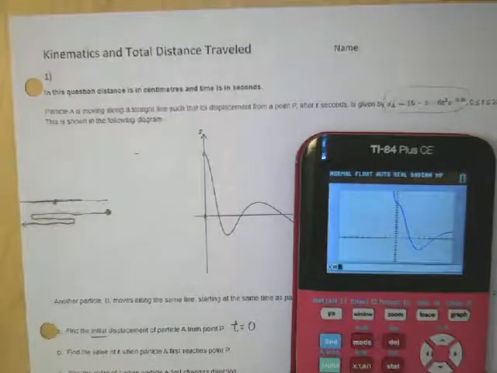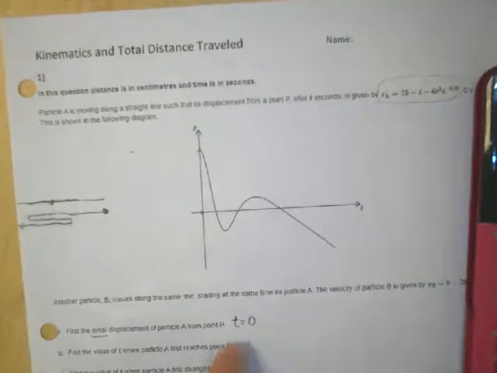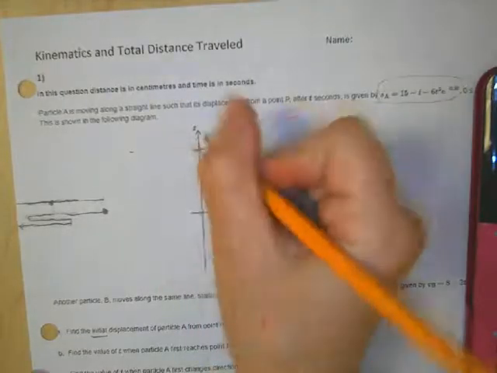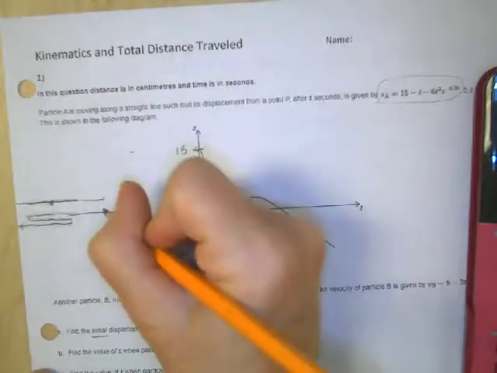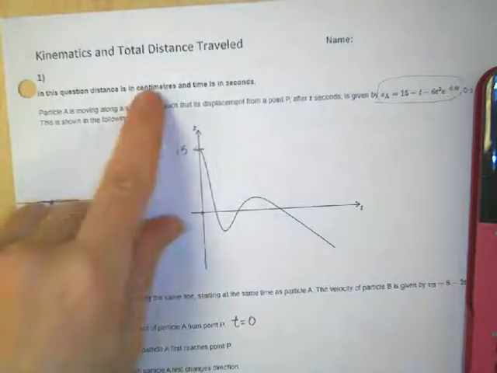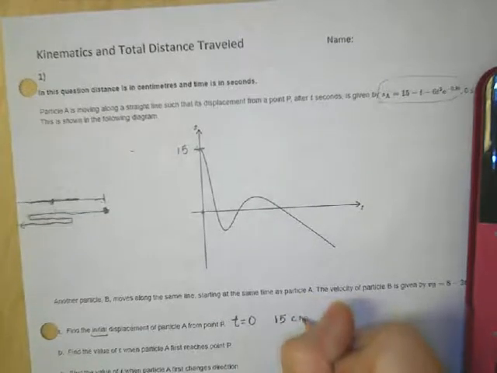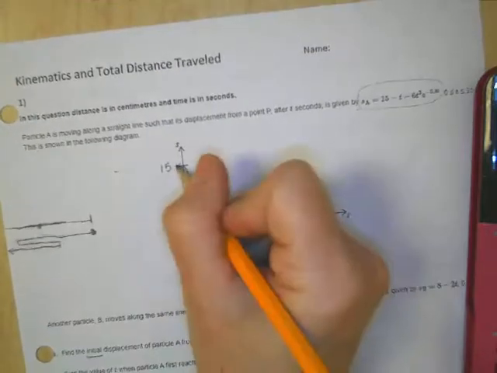Okay, when x is 0, where t is 0. So when t is 0, what do we get? We get 15. So that means this distance here is 15. So it's starting, right here, at a distance that's 15 centimeters. So the original displacement is 15 centimeters. Okay, and we can put that there as well.